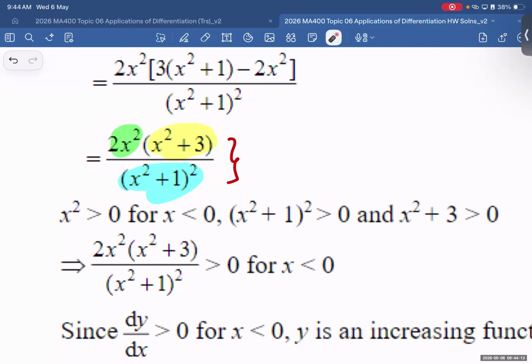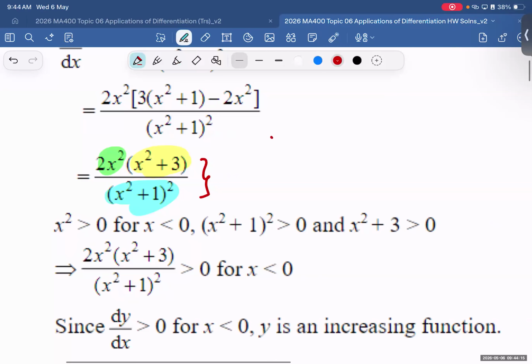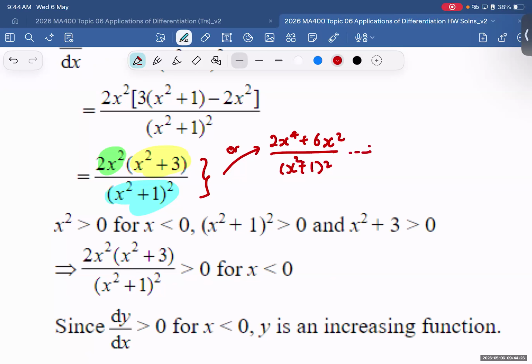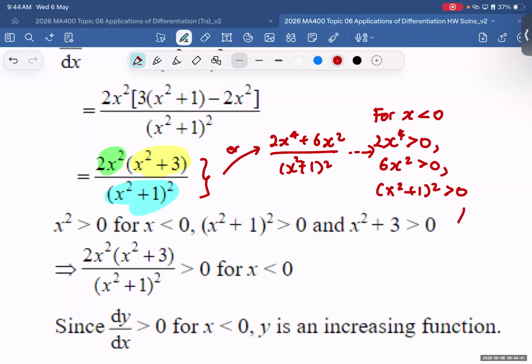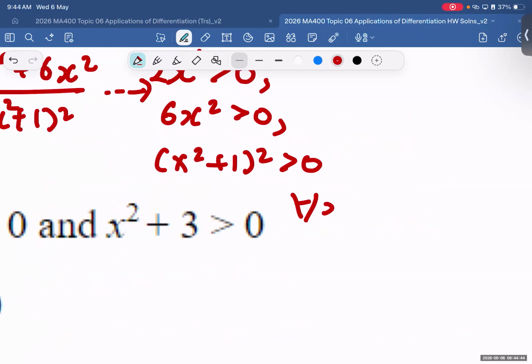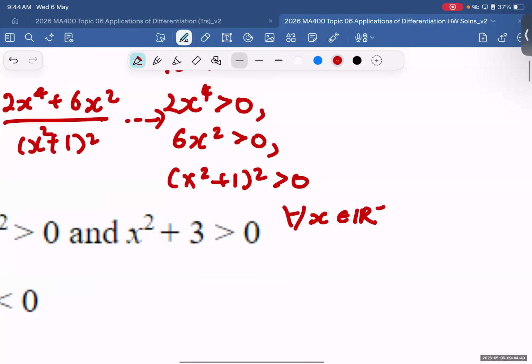Then if you write this way, you have 2x power 4 plus 6x squared plus x plus 1 squared, right? Then you write it in a different way. You write x power 4 is always more than 0. 6x squared is always positive. x squared plus 1 is always positive. You can put something like this for all x in real numbers. Negative means less than 0.